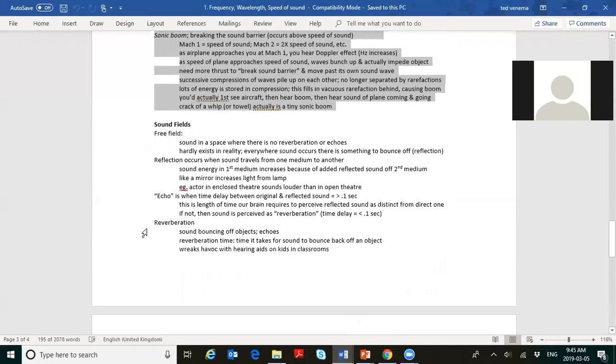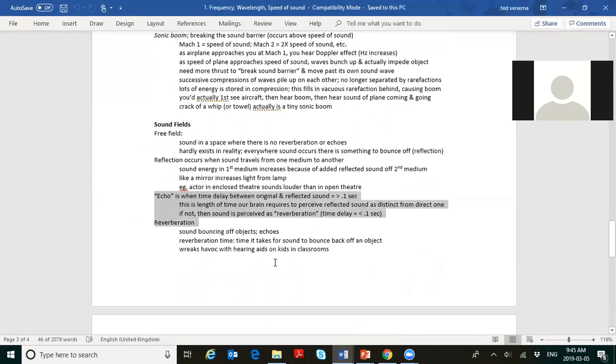Sound fields. You should know an echo compared to a reverberation, and the relationship of those. An echo is a long reverberation. It's the time delay between original and reflected sound. If it's greater than 1/10 of a second, it's an echo. If it's a reverberation, it's less than 1/10 of a second. Think of a gymnasium and you're bouncing a basketball. That's reverberation, not so much echo. Meanwhile, if you yell across the Grand Canyon, hello, hello, hello, that's echo. Okay. Good.